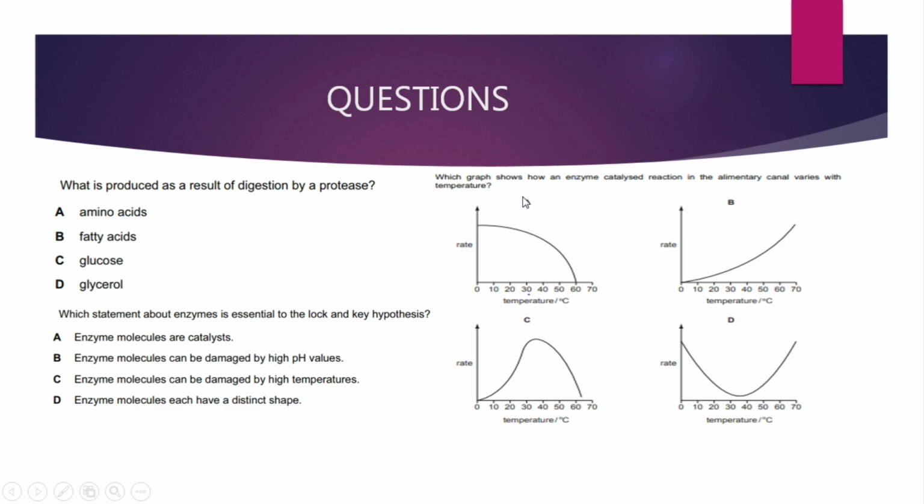Now, the next question is, which graph shows an enzyme catalyzed reaction in the alimentary canal which varies with temperature? The answer would be C, because this is the graph related to temperature. As you can see, 37 degrees Celsius is the peak point of the graph, and after that it decreases. So this would be the answer.